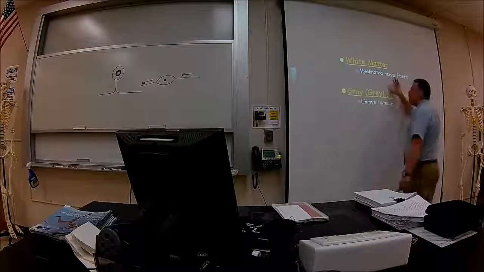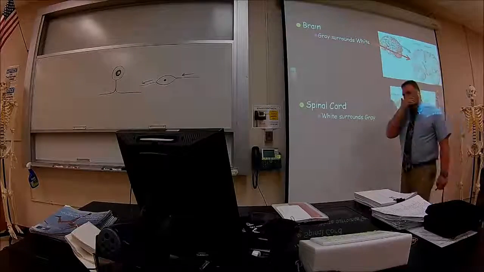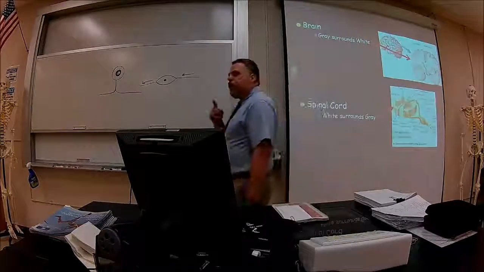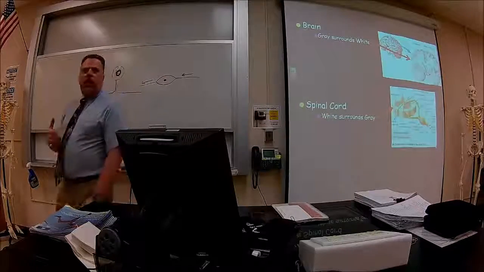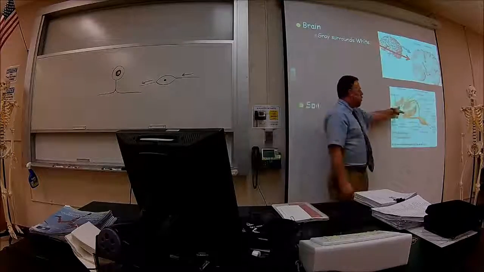White matter, as I explained to you, has myelination. Gray matter, no myelination. All right? And as I said before, the gray matter surrounds the white matter. In the spinal cord, it's the opposite. The white matter surrounds the gray matter.